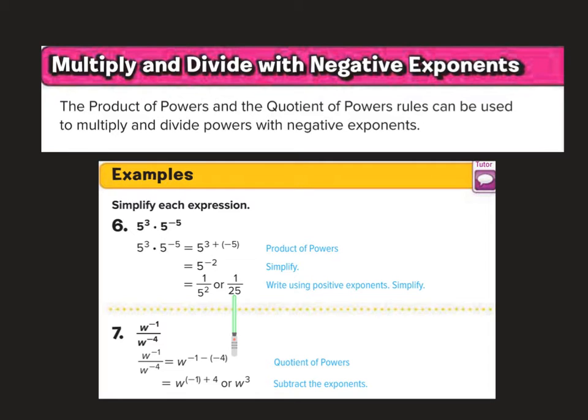For number 7 here, we've got w to the negative 1 over w to the negative 4. Remember, since we are dividing, we can subtract our exponents. So we got some tricky integers here. We've got negative 1 minus negative 4. Remember, if you're subtracting a negative number, that's like adding a positive. So we've got negative 1 plus 4, or w to the third power. So negative 1 plus 4 gives us 3. And our final answer here is w to the third power.